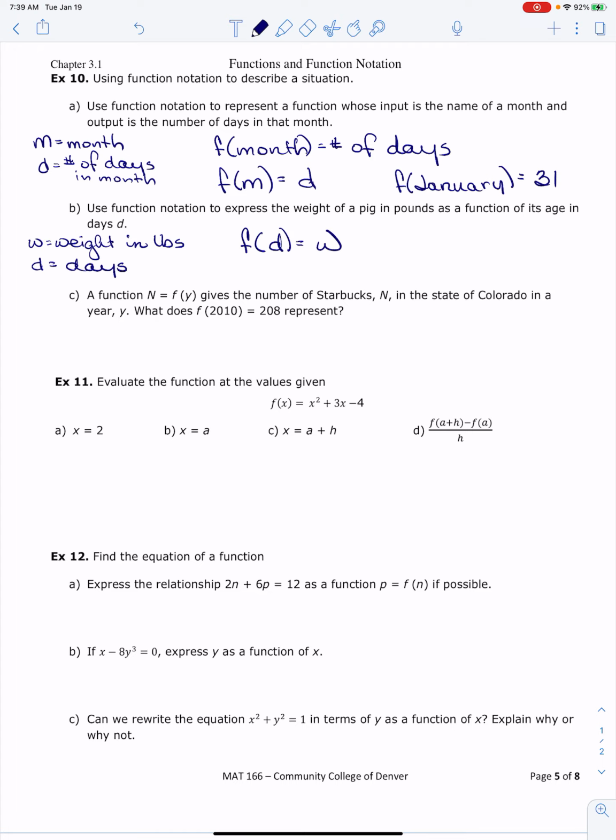C says we've got a function n equals f of y, which gives us the number of Starbucks, which is n, in the state of Colorado in a year y. What does f of 2010 equals 208 represent? That means in the year 2010, there were 208 Starbucks in Colorado.